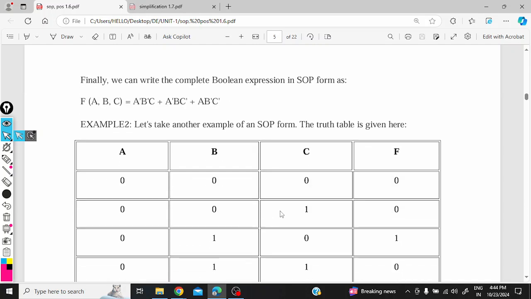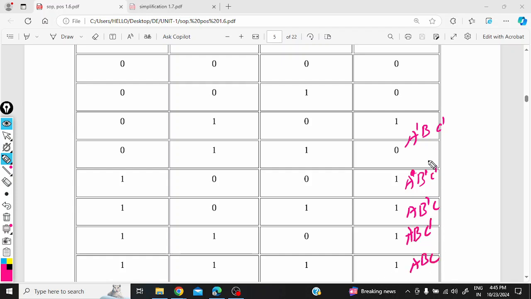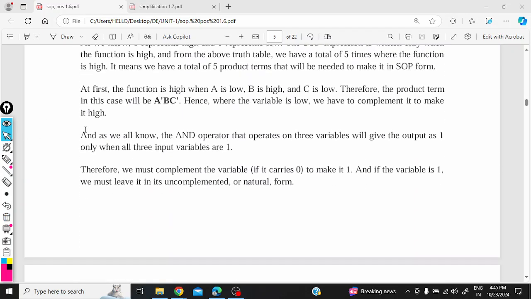This is one more example of the same kind. Let us write it here again for your sake. If you observe the output function clearly, it is a bar, b, c bar. Then a, b bar, c bar. Then a, b bar, c. Then a, b, c bar. Then a, b, c. When I add all these terms, I get my output function. Let us see if those literals are in the output function or not.